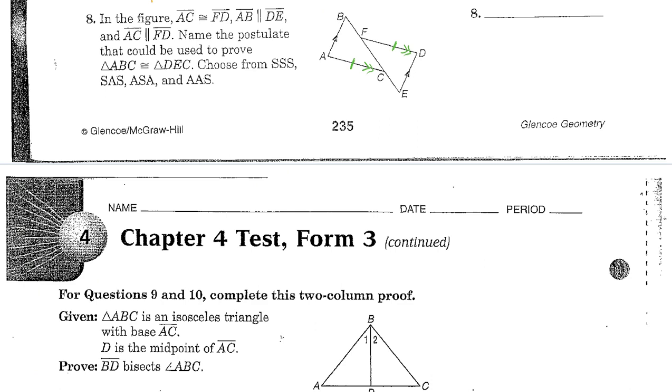Choose from SSS. Okay, so if we have these two lines are parallel, we have this transversal creating this angle and this angle as alternate interior angles being congruent. Okay, similarly, if we have, I'm going to do a different color, if we have these two lines are parallel, then we have this transversal creating two alternate interior angles. And so alternate interior angle theorem says these two angles are congruent.